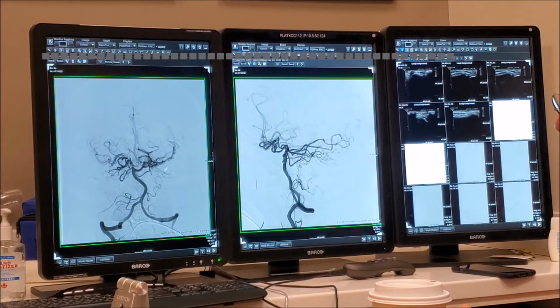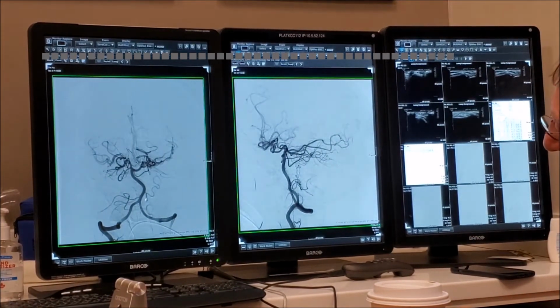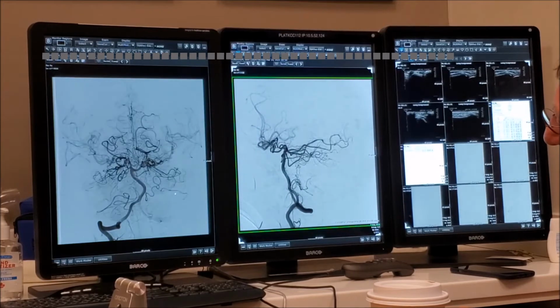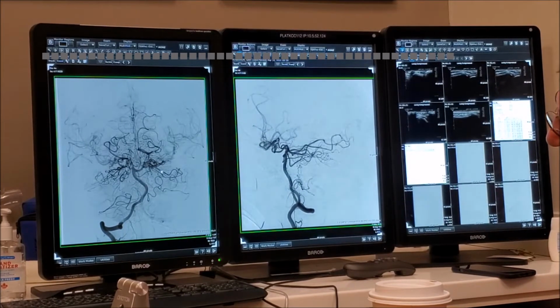So this one, I don't know what it is. It's coming, it's a perforator. It's not quite an ICA, but I don't know exactly. Yeah, let's go towards ICA territory. But look how the superior cerebellar here is taking over.